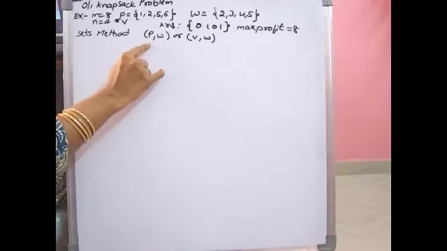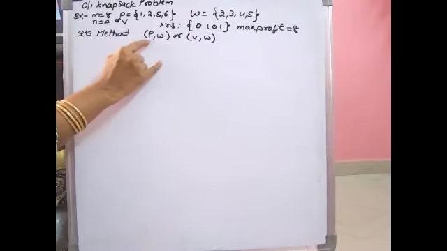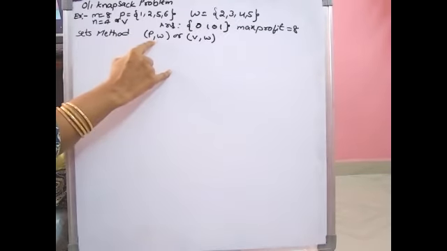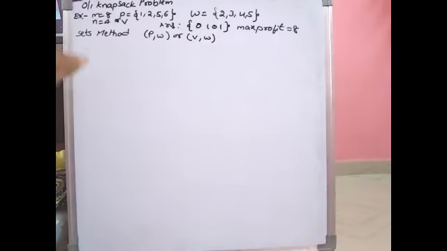Profit, I already told you, we can represent with the notation P or V. Every set is represented with a pair of profit and weight. Profit and weight. And we will start the inclusion of every object. First we will start without inclusion, after that with inclusion of every object. So now I am starting with the sets method.